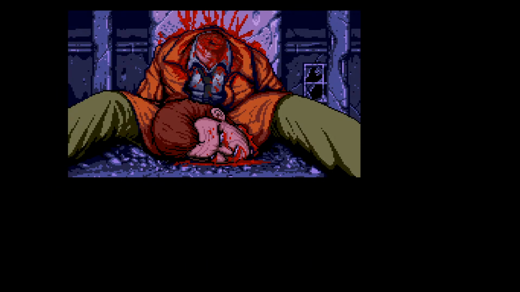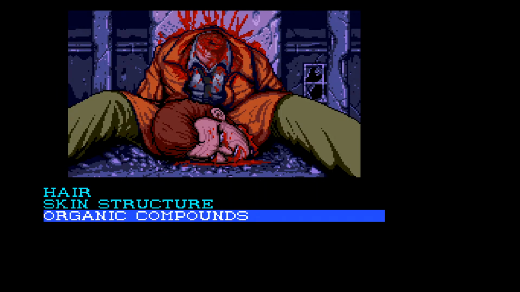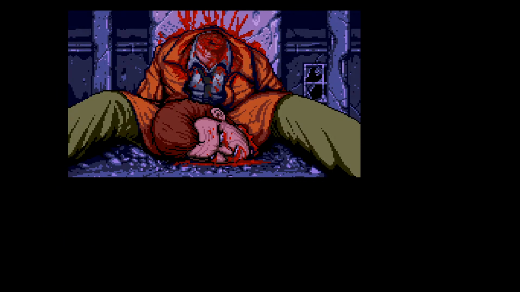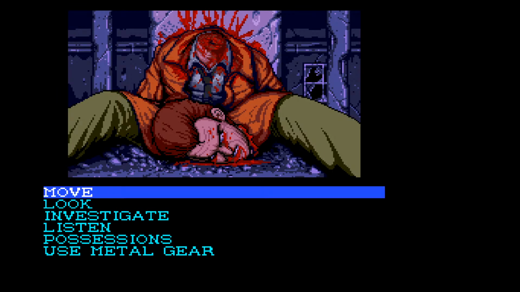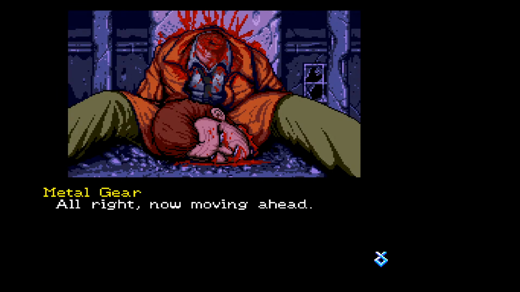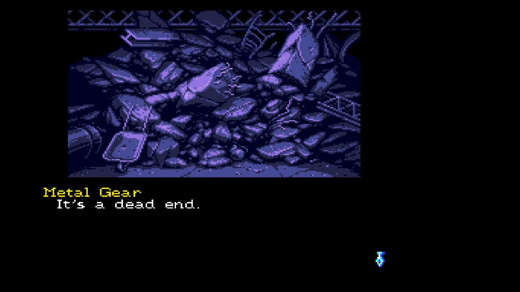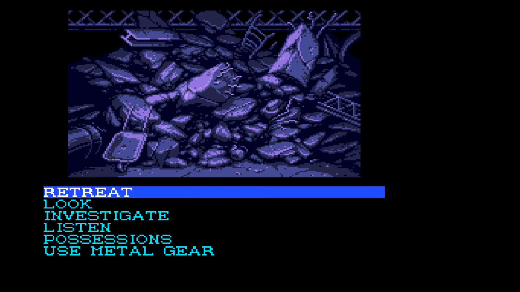Oh wait, shit. I didn't want to do that. Report analysis results. I think it's going to just repeat it if I click on it. Okay. Well, we've looked at everything, investigated everything. Let's go ahead and move forward. It's a dead end.